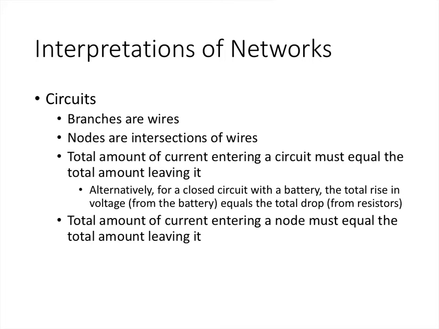Another example would be circuits. The branches are wires and current flows down the wires. The nodes are intersections of those wires. The total amount of current entering the circuit must equal the total amount leaving it. Now, many times we're talking about closed circuits, and if that closed circuit has a battery, then since there's no flow in or out, zero flow in, zero flow out, that means that the total rise in voltage from the battery has to equal the total drop in voltage from, say, any resistors in the circuit. And then at any intersection of wires, any node, the total amount of current entering that node must equal the total amount leaving it.